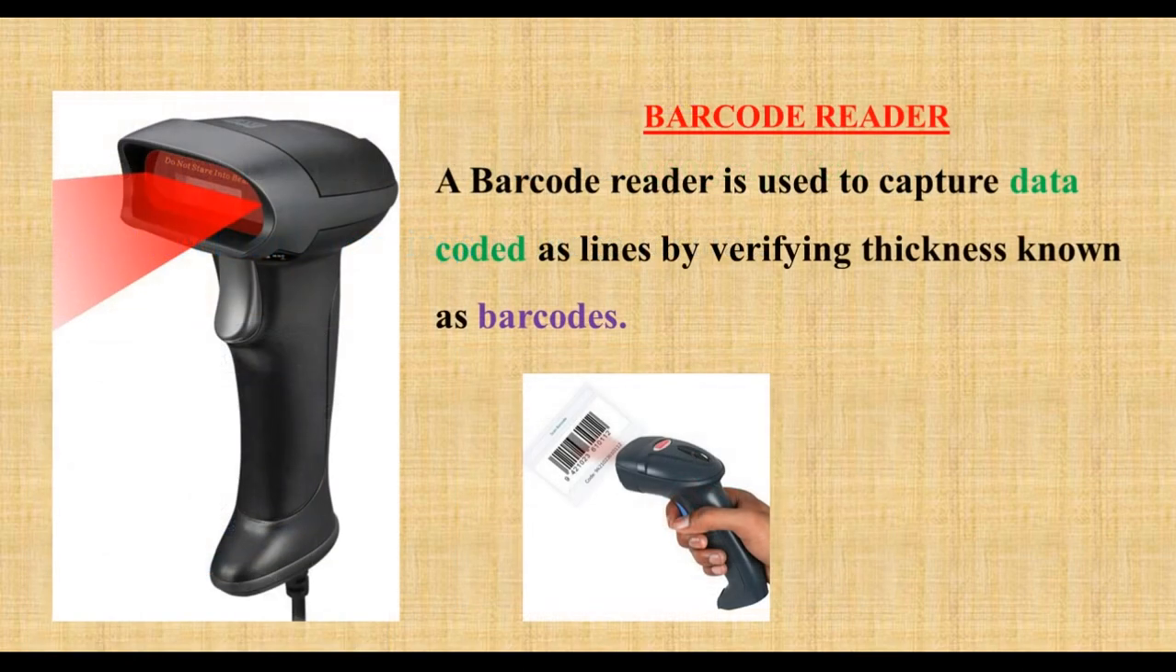Another hardware device is a barcode reader, and a barcode reader is used to capture data coded as lines of varying thickness, known as barcodes. These barcode readers are mostly used in supermarkets when they are translating the prices of some items or products, when they are hidden in those thickness lines called barcodes.